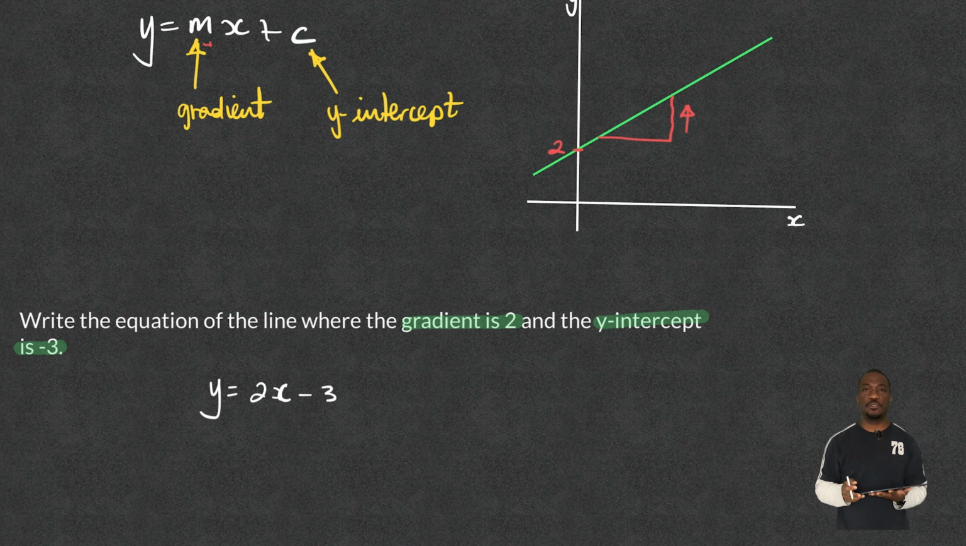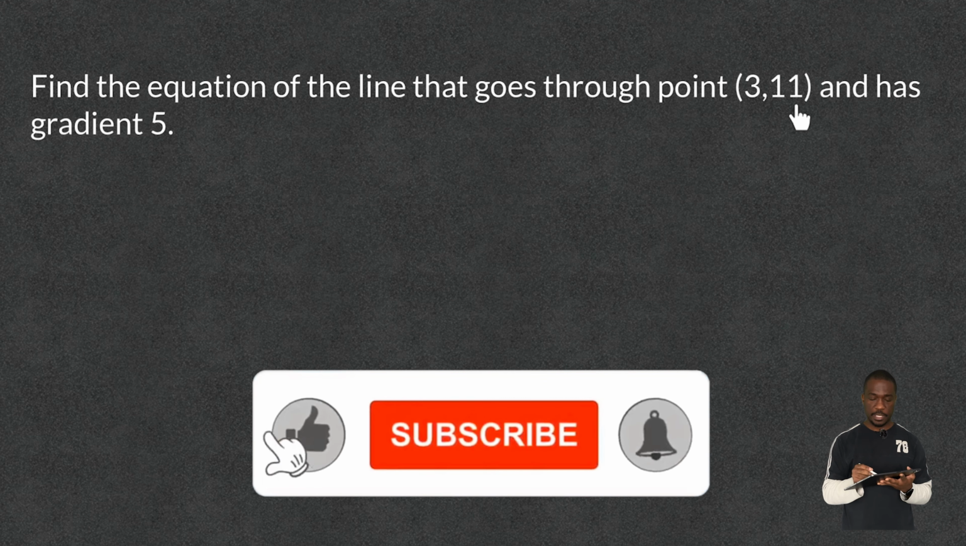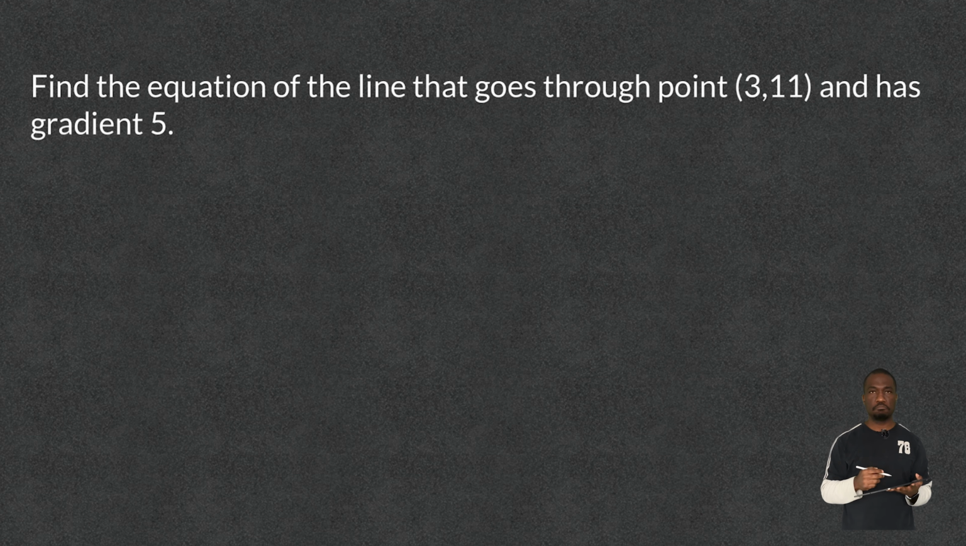But what I want you to focus on in this lesson today is those are the two things you will always need to know. You want to know what the gradient is. You want to know what the y-intercept is. All right, let's move on. Find the equation of the line that goes through the point 3, 11. That's good. And has a gradient of 5. Okay, that's cool. What information have you not been given?